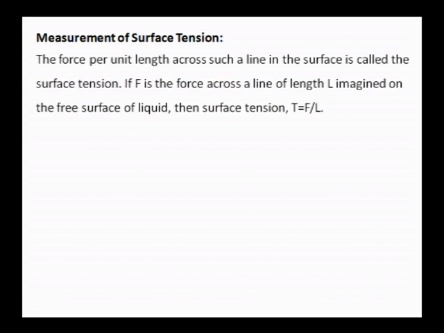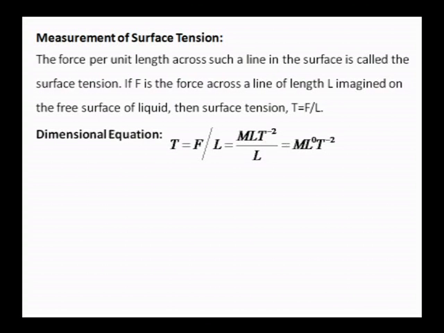The surface tension is mathematically calculated as the tangential force per unit length across an imaginary line. If F is the force across a line of length L imagined on the free surface of liquid, then surface tension T is equal to F by L.